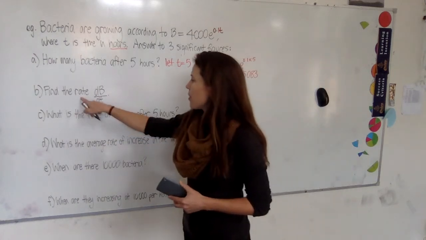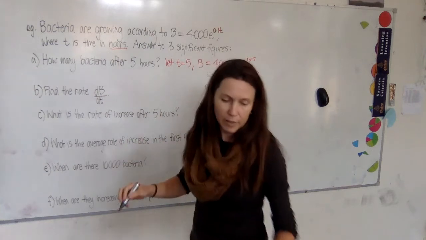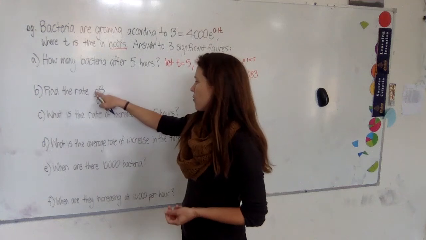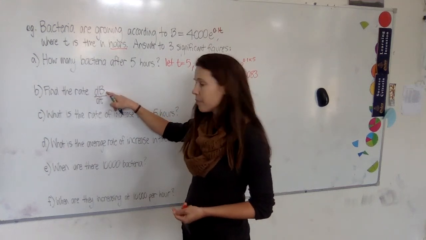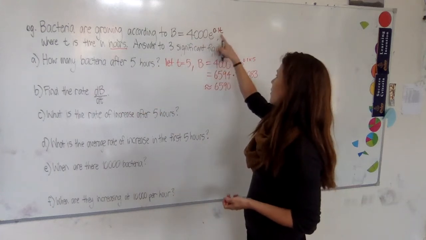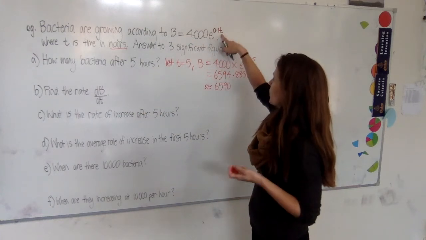Okay, next one, find the rate dB/dt. Now let's just check we understand what that means. That means differentiate the number of bacteria with respect to the time. So we're looking at this formula and differentiating for t. Well, we know how to do that.